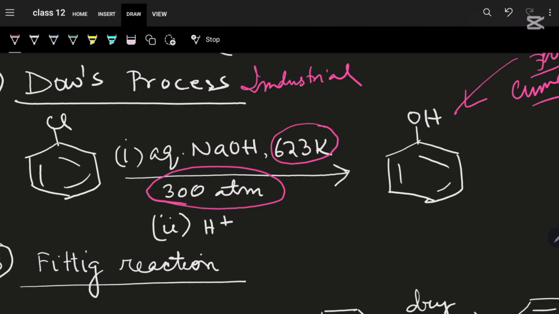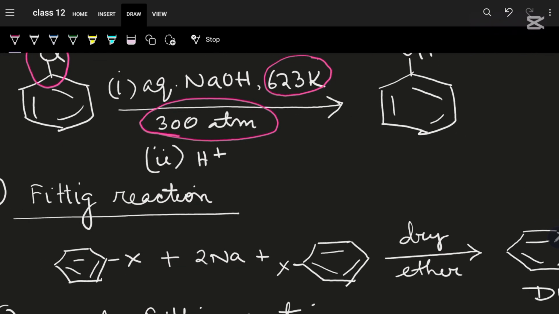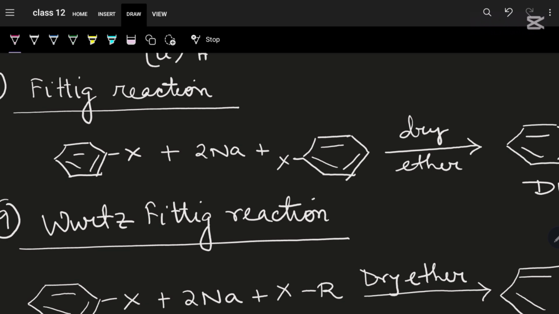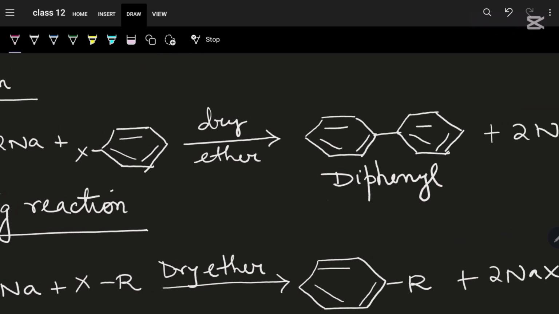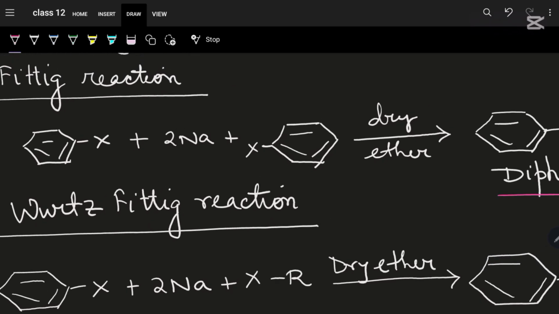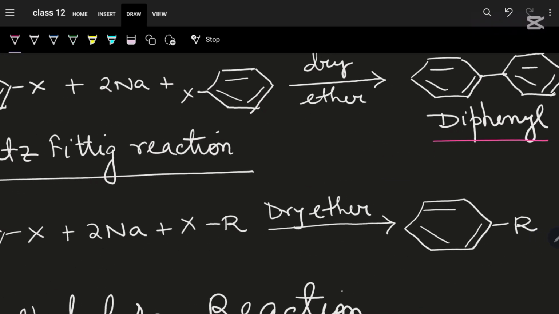But remember one thing, that in chlorobenzene the C-Cl bond has partial double bond character. It's difficult to carry out this reaction, and for that reason such a high temperature and pressure, drastic condition, is required. Fittig reaction is the method of preparing diphenyls with 2 moles of aryl halide in presence of sodium and dry ether.